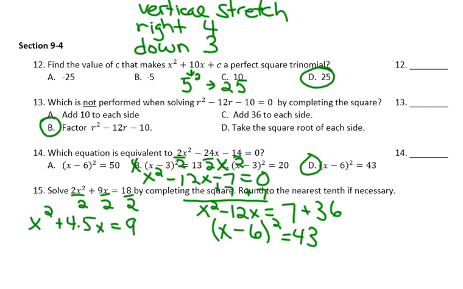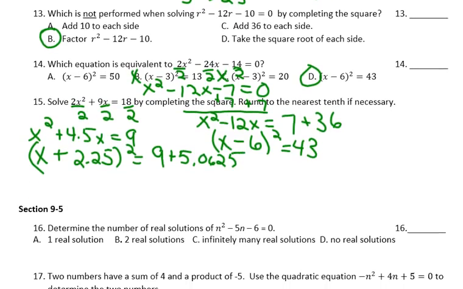2.25 squared is 5.0625. So this is going to become (x plus 2.25) squared equals, and again, I'm trying to save some steps, 9 plus 5.0625. So if I add those together, right, this is (x plus 2.25) squared equals 14.0625. I have to take the square root of both sides.